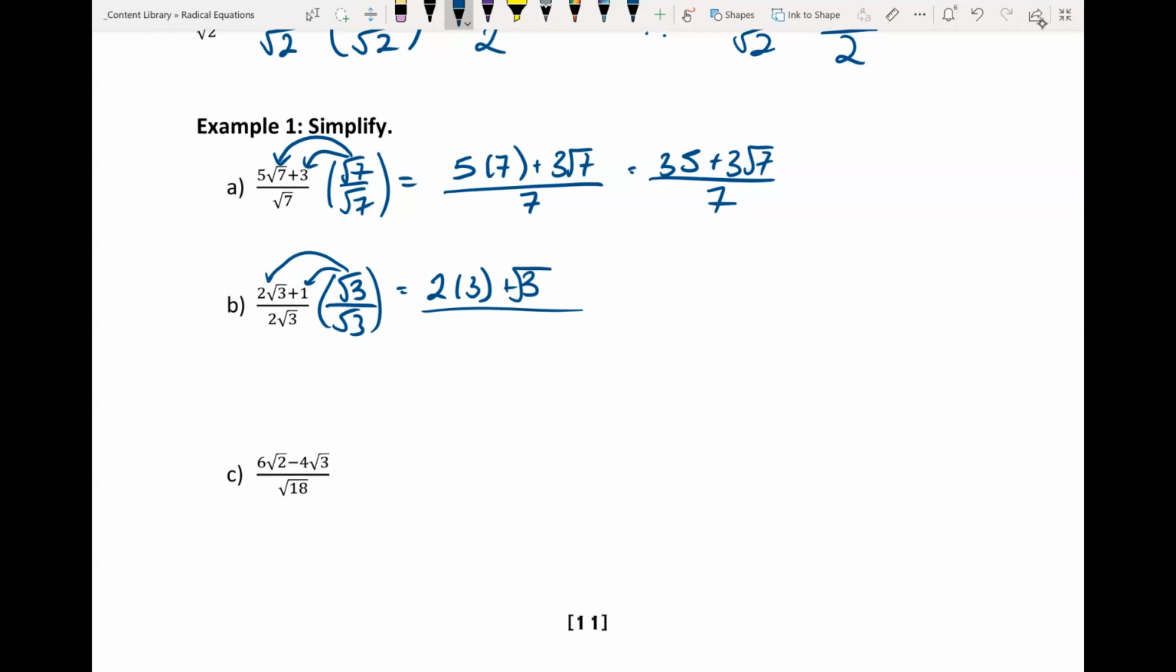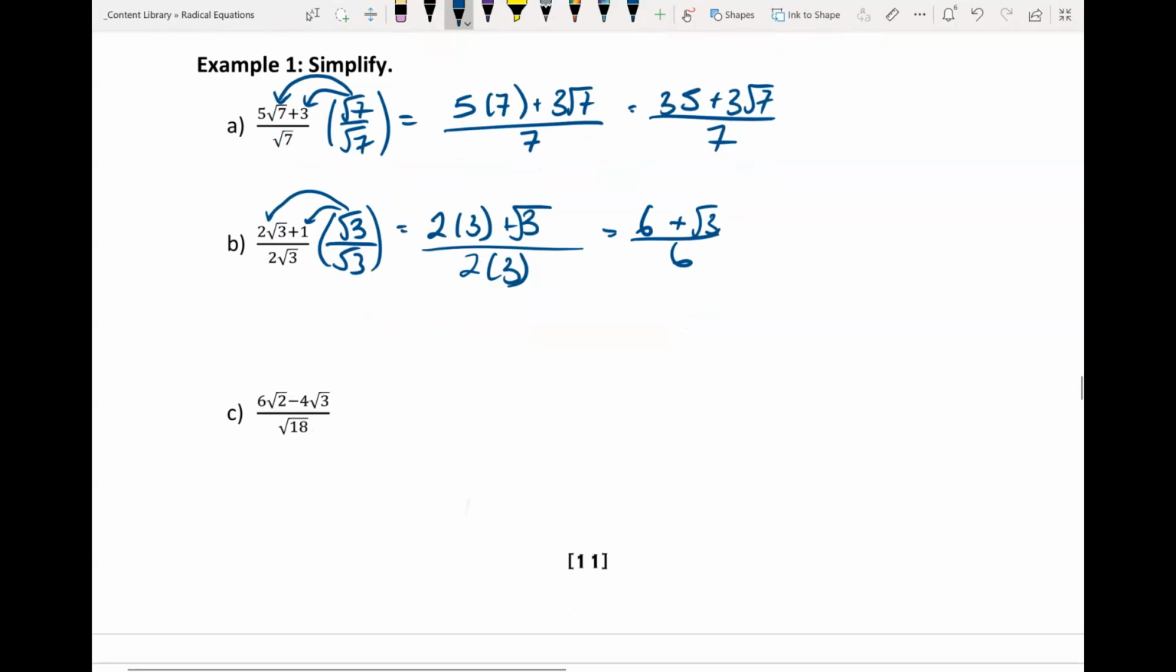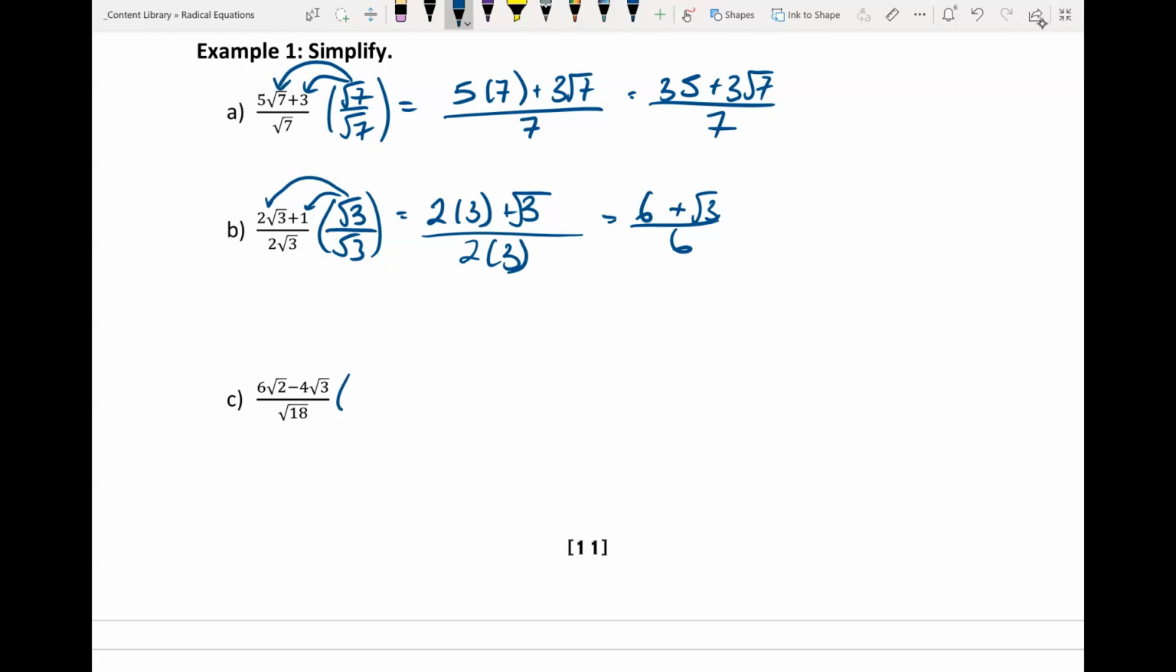In our denominator, you're going to have a coefficient of 2 still because that's 2 times 1. But root 3 times root 3 is 3. Now we're going to simplify this a bit. And then that would be our simplified form. Moving on to C.